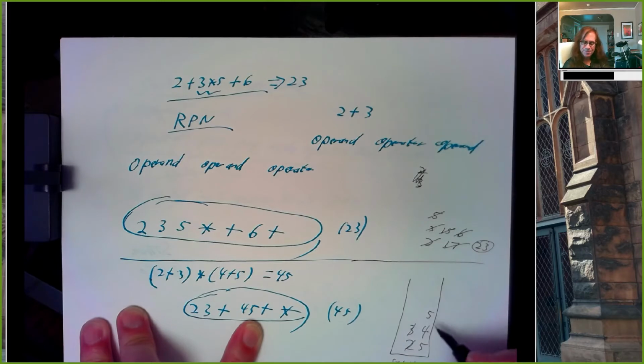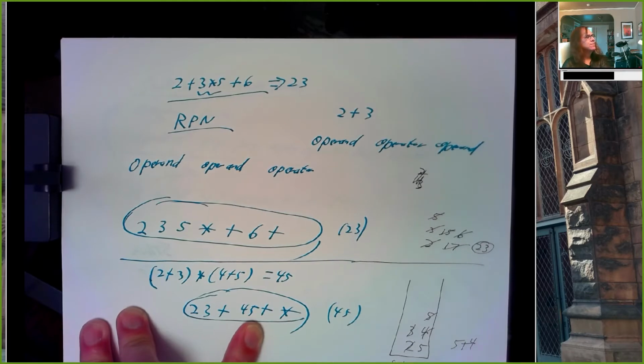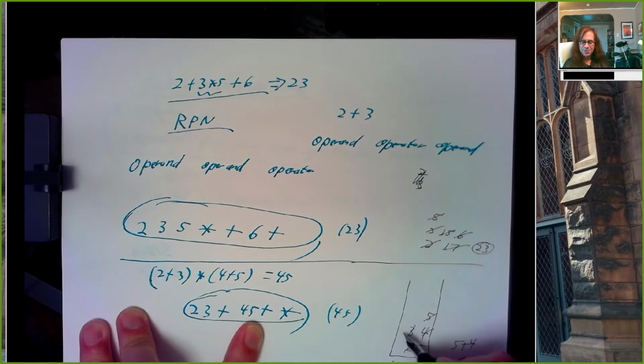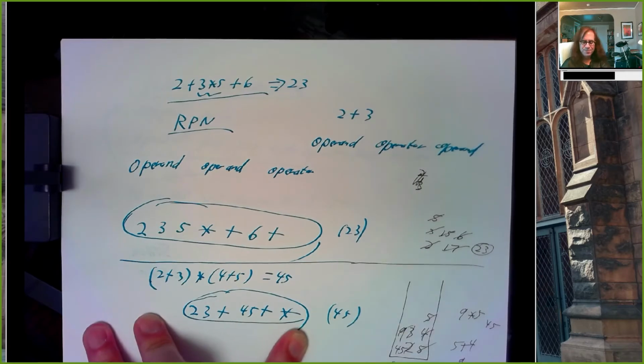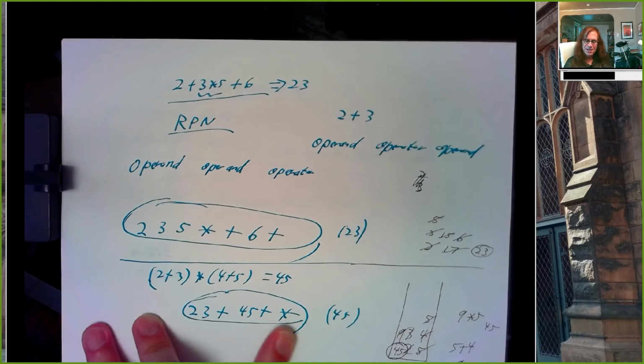Pop, pop. Apply the operation. That gives us a 9. Push that on the stack. Good. And then there's a star. What do we do? Same thing. Pop, pop. Apply the operation. Push that onto the stack. That's the end of the input. There's one thing on the stack. That's our answer.